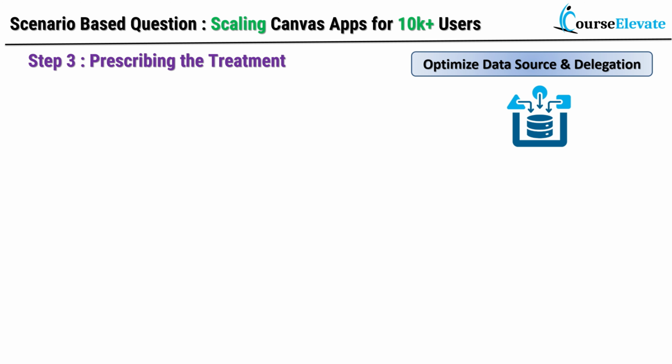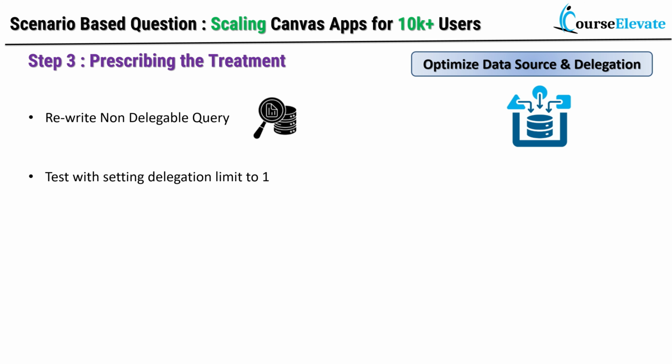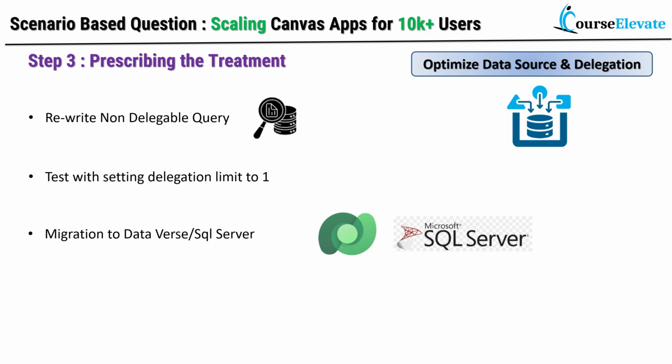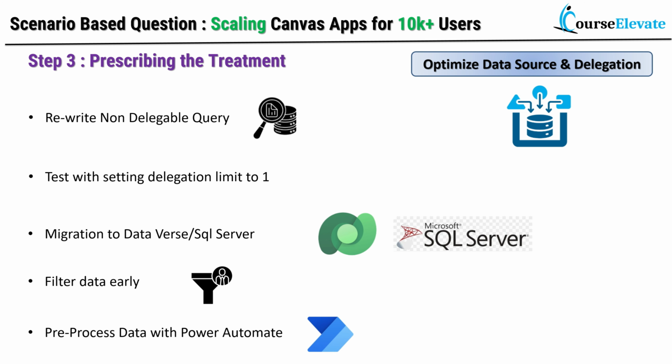Now let's move to our next option, which is data optimization. This is where we ensure the server does the heavy lifting. I would rewrite every non-delegable query. One trick I use is setting the delegation limit to 1 during testing. If the app still works, I know it will scale. For SharePoint or Excel, migration to Dataverse or SQL is non-negotiable at this scale. Then always filter data early. For complex data, use Power Automate or views in your data source to pre-process the data.